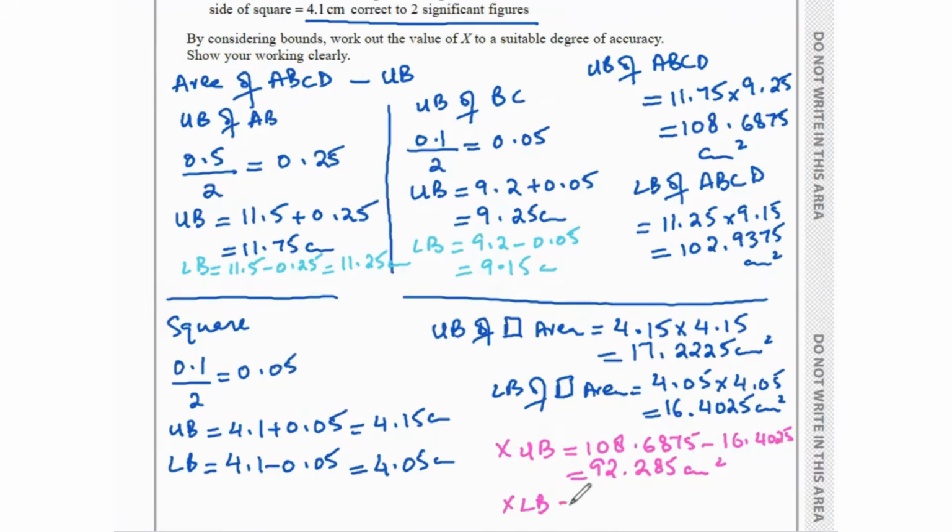Then lower bound of x, that's going to be lower bound of ABCD, 102.9375 minus upper bound of the area of square, 17.2225. That gives us 85.715 centimeters square. We have to work out the value of x to a suitable degree of accuracy. So our value of x has to be between these two. So based on this, I think the value of x should be 90 centimeters square.